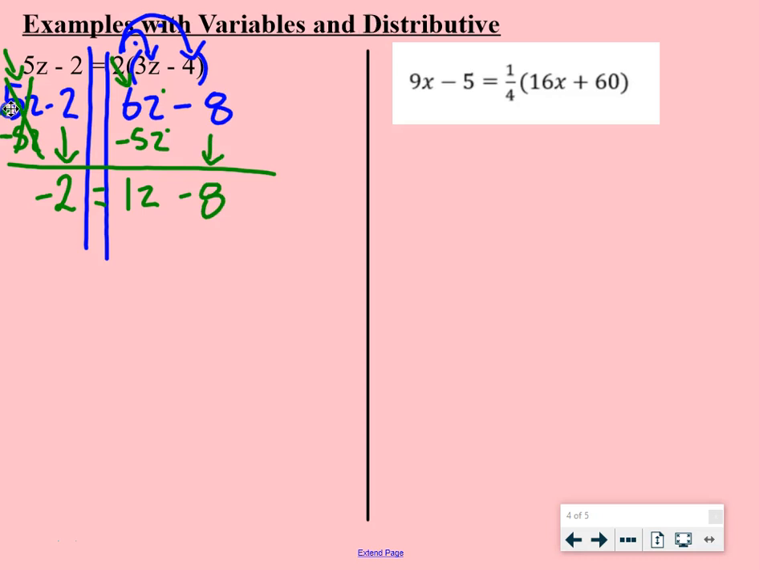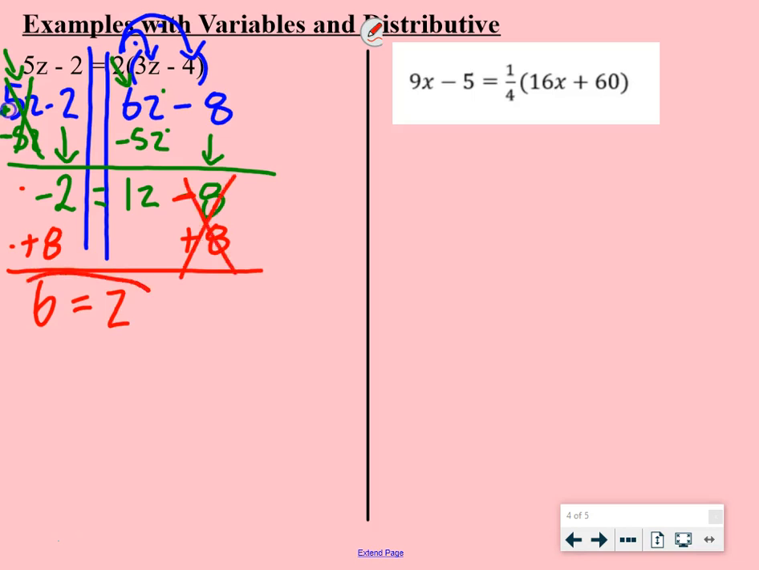Now we need to get that z all by itself. We're subtracting 8, so we need to undo that with a plus 8. Negative 2 plus 8 is 6 equals 1z, which is really just z. Negative 8 plus 8 is 0. Z is all by itself, so that is our final answer, z equals 6.